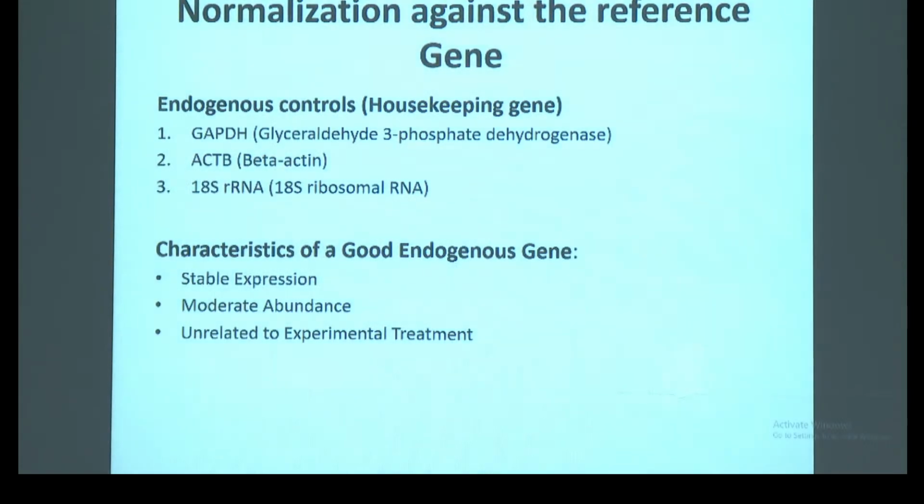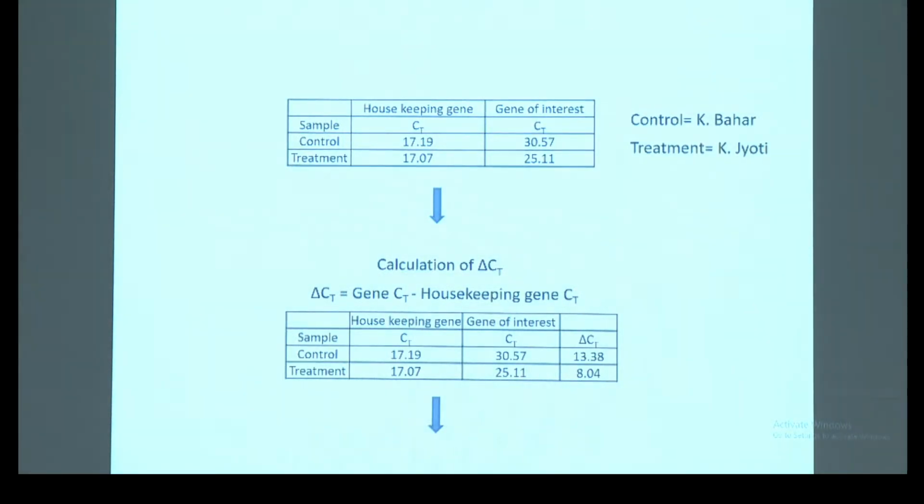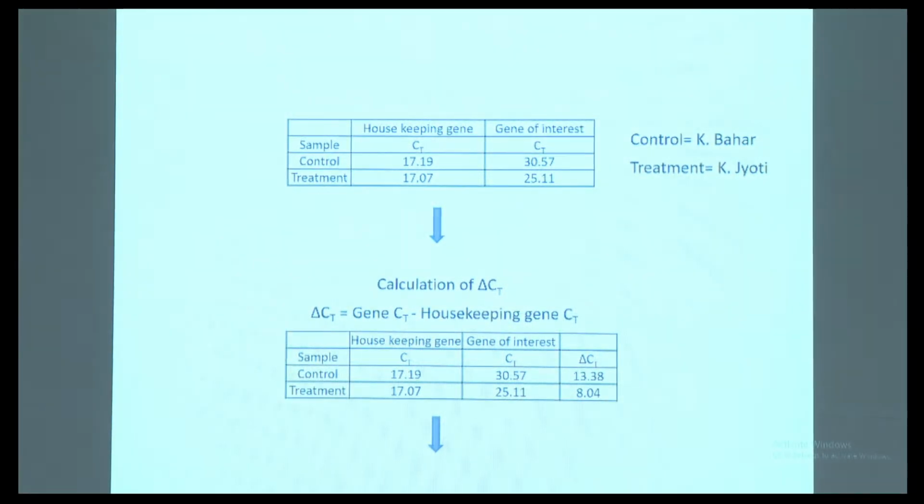ठीक है. So to normalize this unit mass you use an endogenous control. सो आपको 2 चीज़ें चाहिए कि वन इज कैलिब्रेटेड सैंपल जिससे आप कंपेयर करेंगे जीन एक्सप्रेशन के केस में कि इसके कंपेयर में इतना फोल्ड डिफरेंस है इस जीन में. दूसरा you need a housekeeping gene जिसके कंपैरिजन में आप जीन एक्सप्रेशन को नॉर्मलाइज करेंगे, ठीक है. So you get the CT values for your control sample. There is the Kufri Bahar as the control sample and treatment is the Kufri Jyoti, and you get the CT value for housekeeping gene and gene of interest.